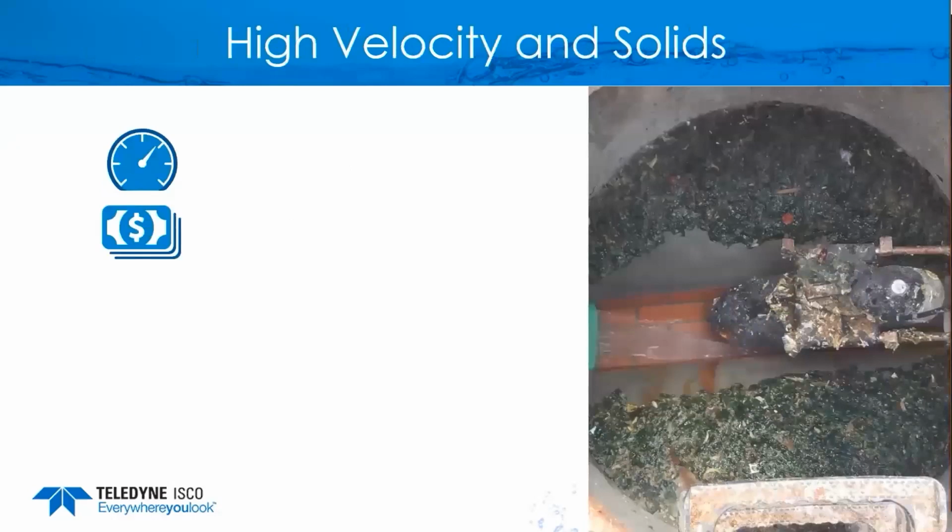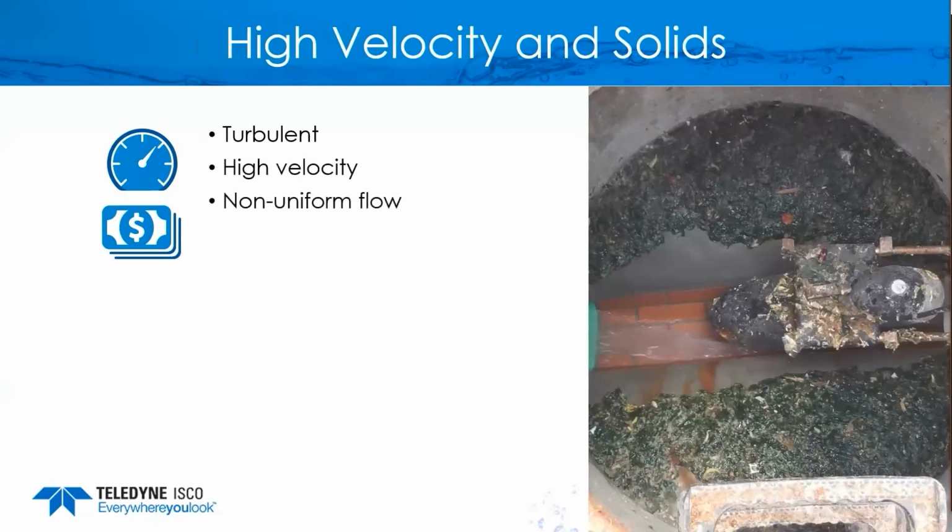Now, other applications that you can look at, this is another food processing facility, and not every application has a solution for it. This particular site, they had a lot of turbulence, high velocity, non-uniform flow. So if you look closely at this picture, you can see the water isn't even touching the bottom of the channel towards the top of that channel.